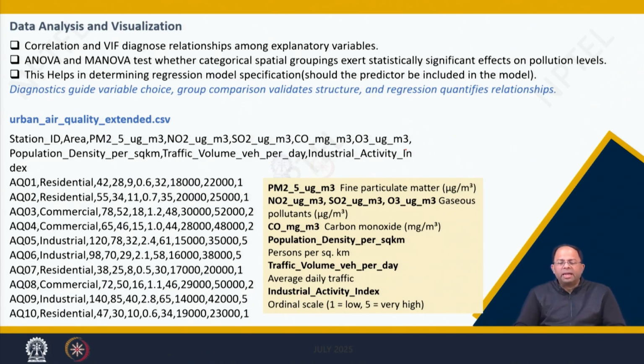ANOVA and MANOVA test whether categorical spatial groupings exert statistically significant effects on pollution level. And this helps in determining regression model specification, should the predictor be included in the model or so on. So for example, suppose we say that the effect on residential, commercial, all these things are exactly the same. That is, there is no separate kind of effect. Then there is no point of including that into the model. But what I can do is group the data into 3 groups: residential data, industrial, and commercial, and then develop separate models out of that, right? So these decisions can come out from ANOVA and MANOVA tests.